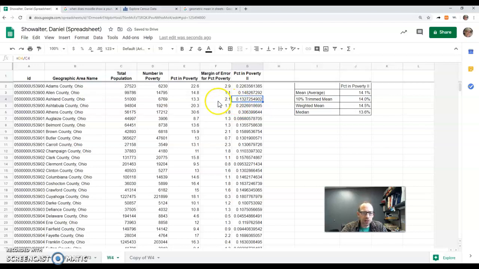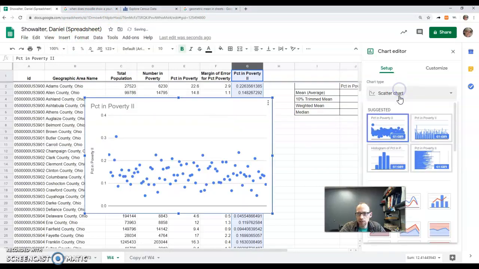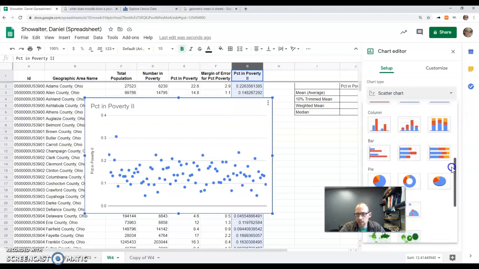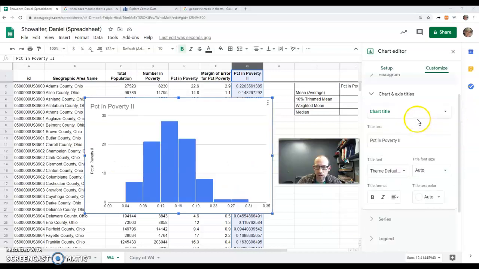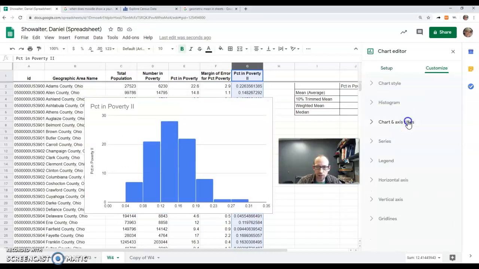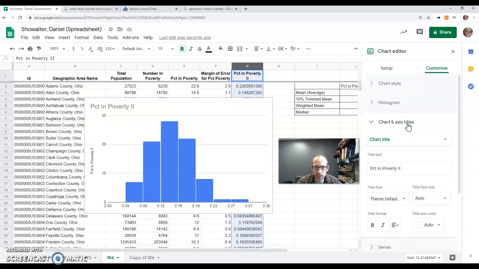Okay, what you need to do now is insert a visual. So we're going to click on the column, your calculated percent column there, and we'll insert a chart. This time we're going to insert a histogram, and if you don't see it as one of the suggested ones, you can scroll down and you'll find it down here. Okay, and then you want to click on chart and axis title.